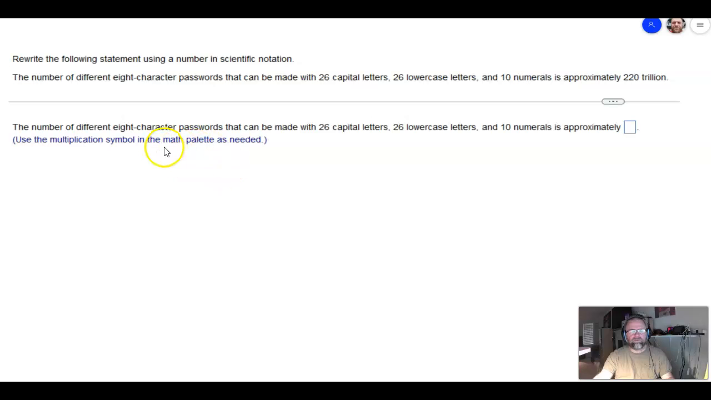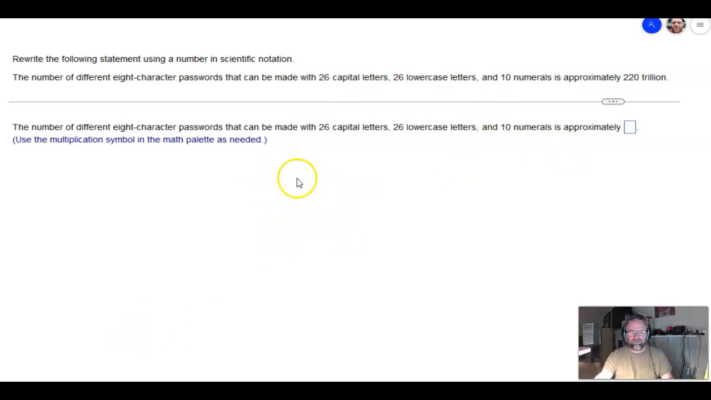So they want us to write this in scientific notation. And remember, scientific notation means that we are going to put the decimal place to the right of the first non-zero digit of our number. So let's first write out 200 trillion.